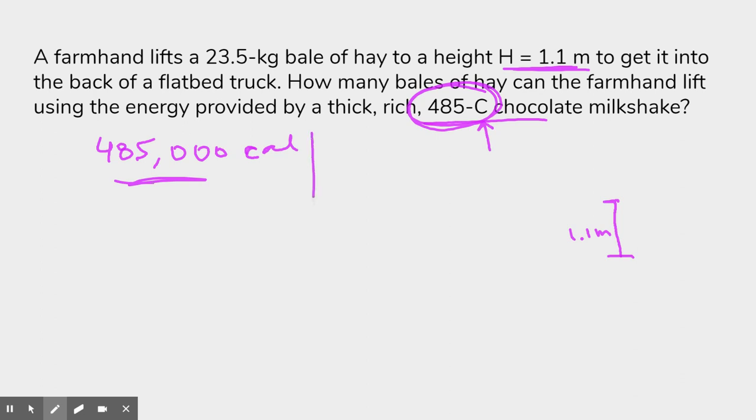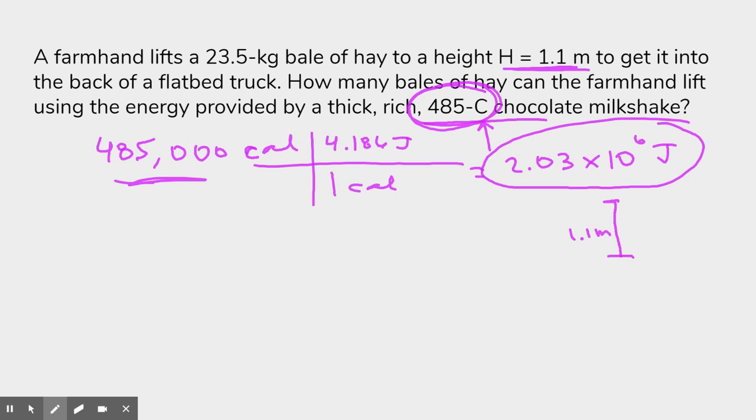Okay. Anyways, for the conversion, you take a look at your formula chart. 1 calorie is equal to 4.186 joules. And so that equals 2.03 times 10 to the 6th joules. So here is our energy in joules. This is our Q value. Okay, that part's easy enough.